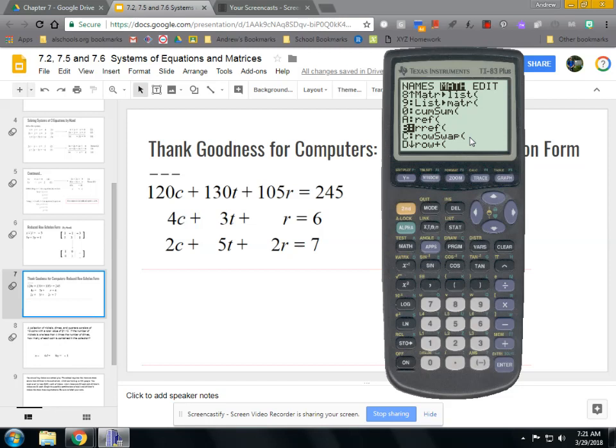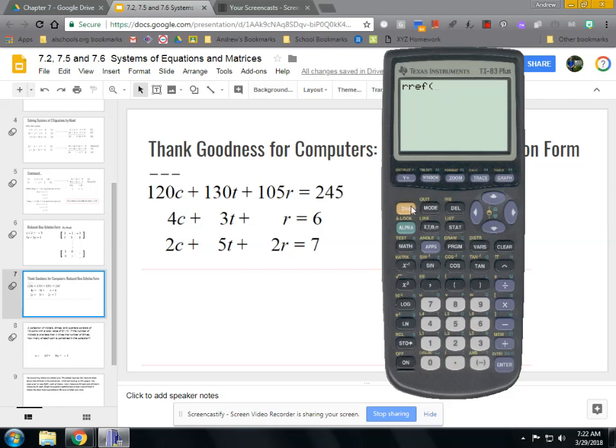You can do a row swap. You can do a column swap. You can do all sorts of different things. We're going to do reduced row echelon form. And right now it's doing the reduced row echelon form to nothing. So I need to put whatever matrix that I want this to be applied to.